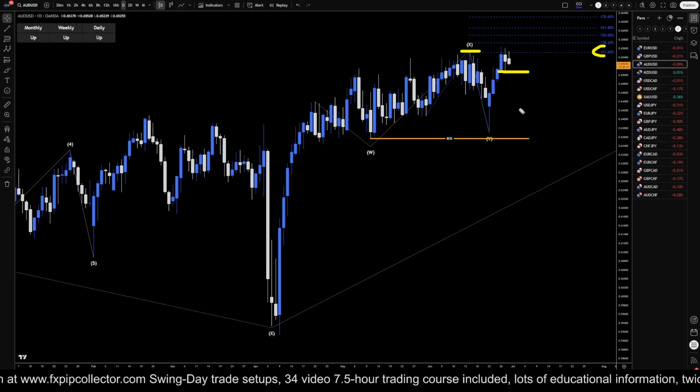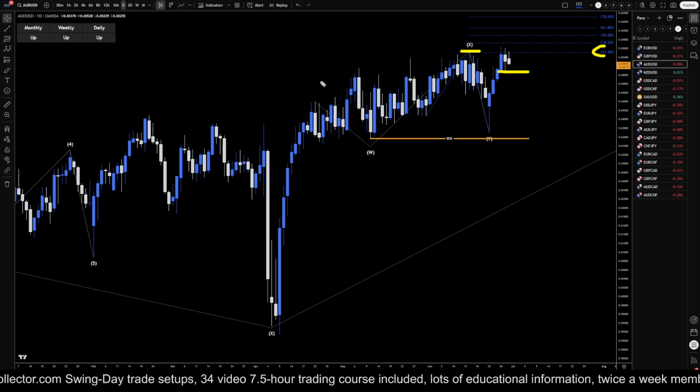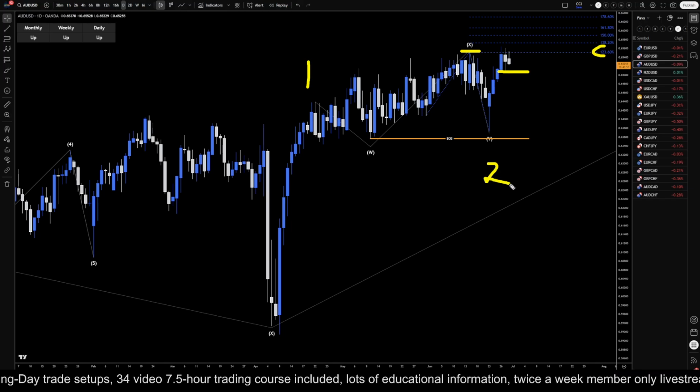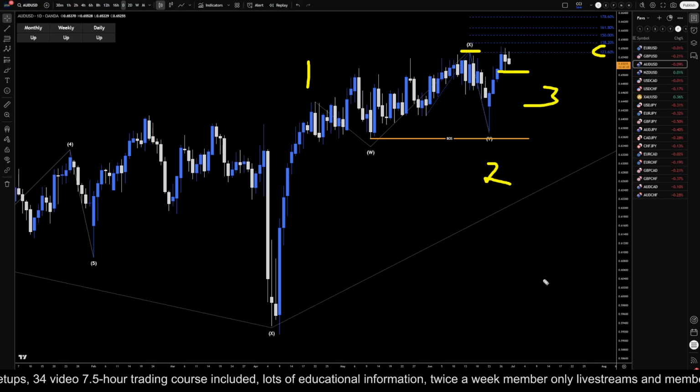I do agree that it possibly would make sense for a bigger pullback, but if this is really a wave one, a wave two, and we're currently in a wave three, it may not make a bigger pullback. It may just keep on trending up.